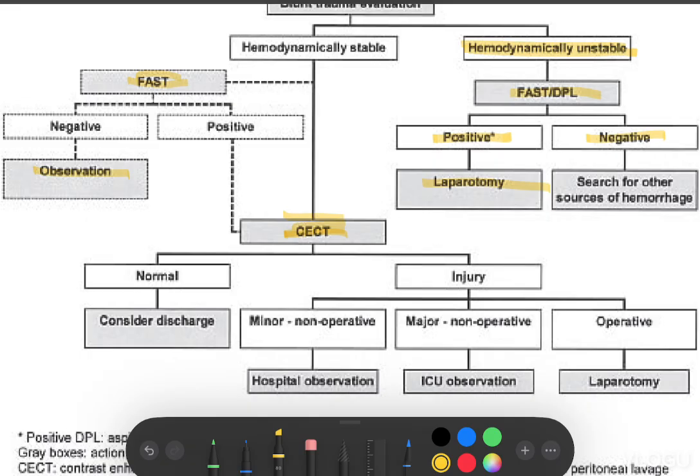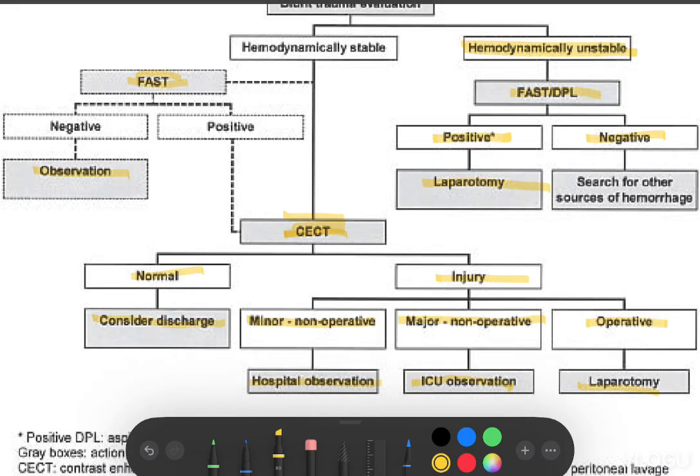Now, in conservative management, one of the biggest advances in modern trauma surgery is non-operative management. If you do a CT scan and it's normal, consider discharge. If the patient has injuries that are major but non-operative, just observe in the ICU. If it's minor, we don't need to do any operation, and hospital observation is very important. If it's an operative case, we have to do laparotomy.